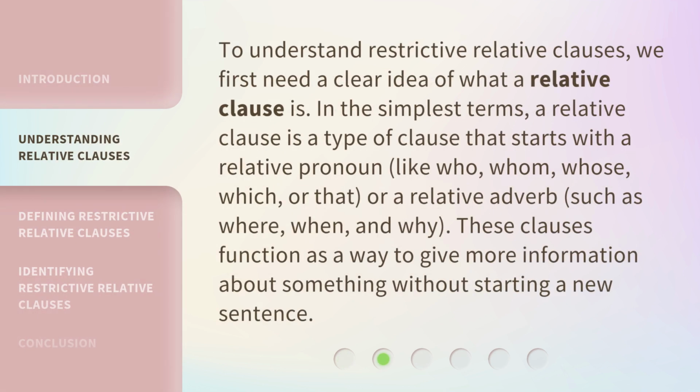To understand restrictive relative clauses, we first need a clear idea of what a relative clause is. In the simplest terms, a relative clause is a type of clause that starts with a relative pronoun, like who, whom, whose, which, or that, or a relative adverb, such as where, when, and why. These clauses function as a way to give more information about something without starting a new sentence.